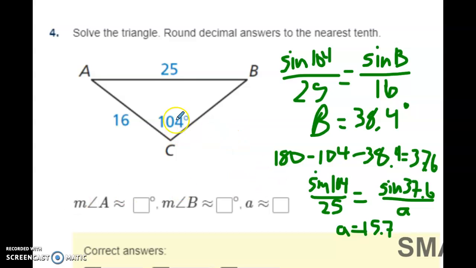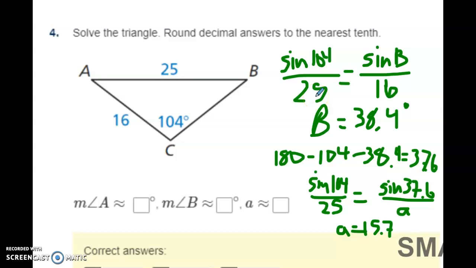Number 4 is the SSA part of the triangle. So this time I have to find a side first, or an angle, and I have to use the law of sines to help me find that angle. So I know sine of C over C is equal to sine of B over B. So this time the unknown is right here, so I go 16 times the sine of 104, find an answer, divide that by 25, and you end up with a decimal.